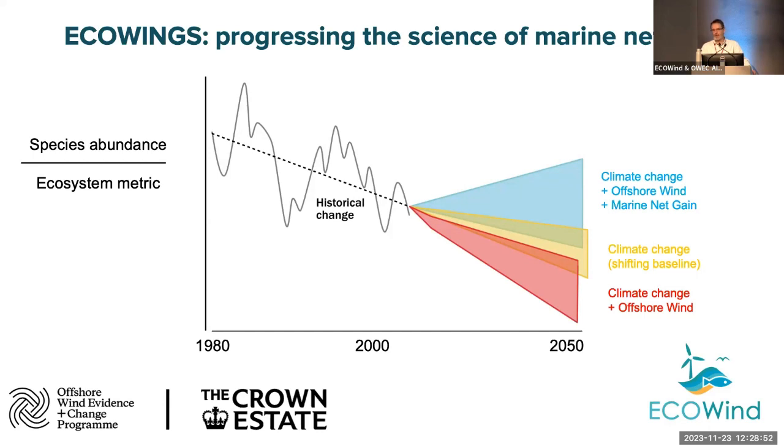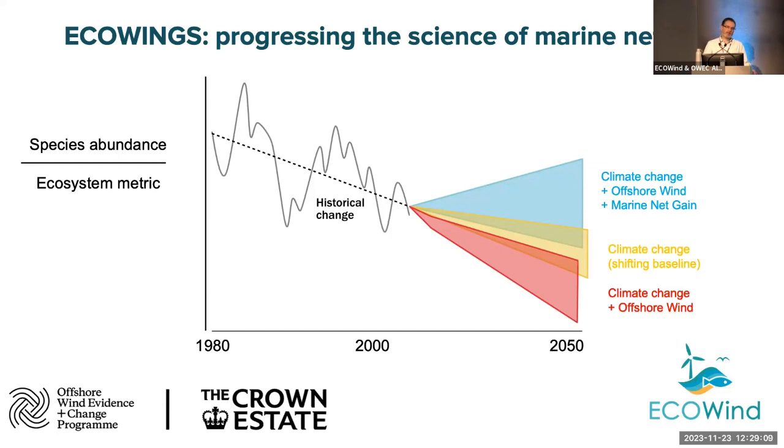And that's the yellow projection part of the right-hand side of the graph. And that's something that has been called a few times at this meeting a shifting baseline, and it's a useful expression that we need to keep in mind in this context.